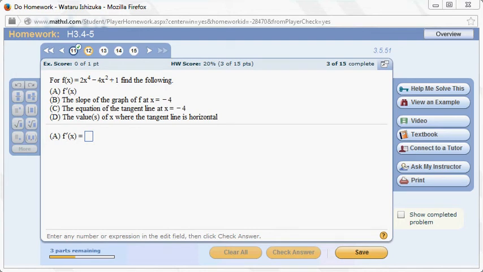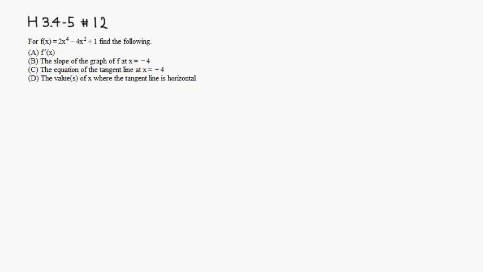Okay, let's look at homework 3.4, 3.5, problem number 12. So f of x is given, it's a polynomial of degree 4, 2x to the fourth minus 4x squared plus 1. And we want to find all these things. So let's do that. First one is find the derivative. So this one's cake, right?